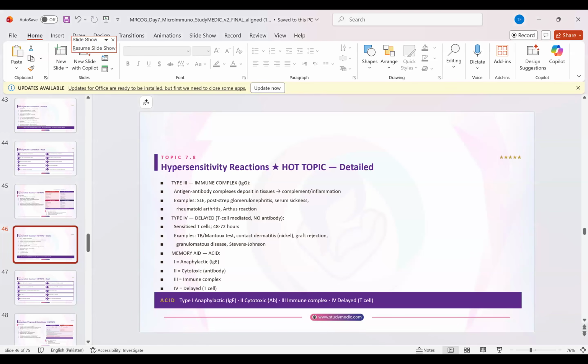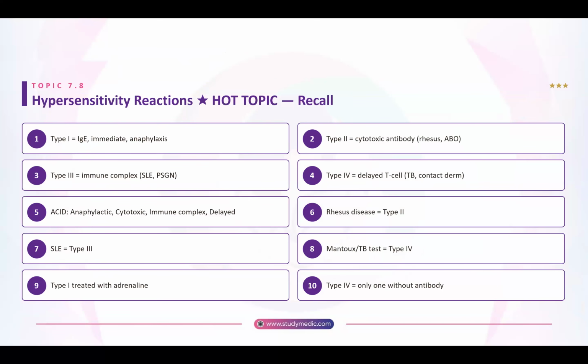Does it start from 7.9 onwards, I think? Yes, this one I think is 7.8. The next slide. Yes, this was covered. The next slide you can start. Thank you.